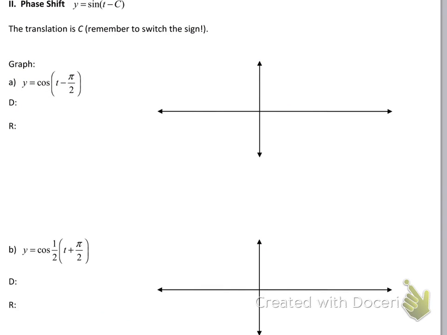The phase shift is what we call the horizontal shift. So when looking at the graph, whenever we have a value with t, so plus or minus after the t, that's going to be your horizontal shift. And when looking at this, we follow the same rules that we have before. And since it says minus pi over 2, that means we're going to go right pi over 2.